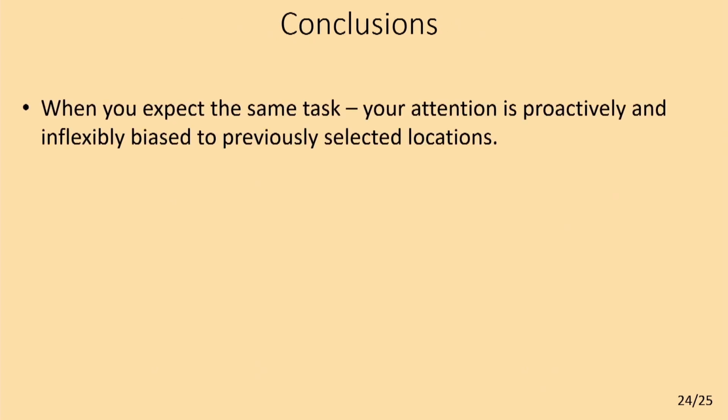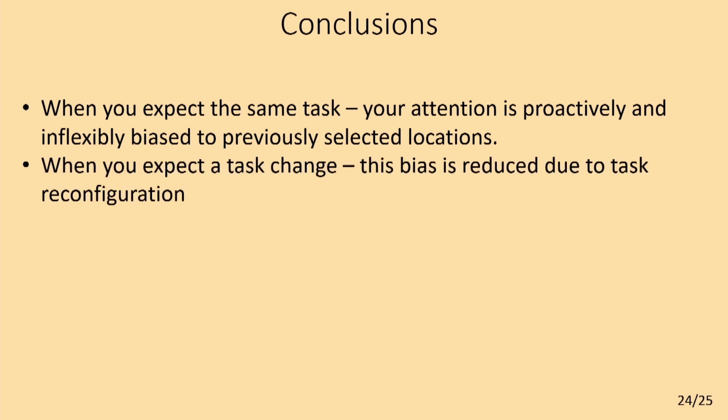To wrap up, I showed that previously selected locations bias your attention proactively before a new event occurs, and whatever this new event is, as Maljkovic and Nakayama suggested. However, this is true only when you expect your task to remain the same. When you expect it to change, you reconfigure your task set, and as a byproduct, the attentional bias from previously selected locations is reduced. So we have 2 main take-home messages.